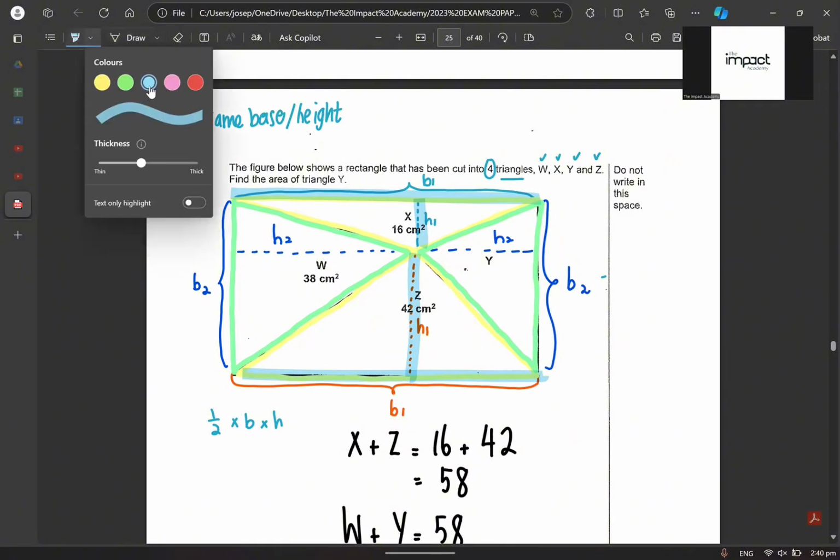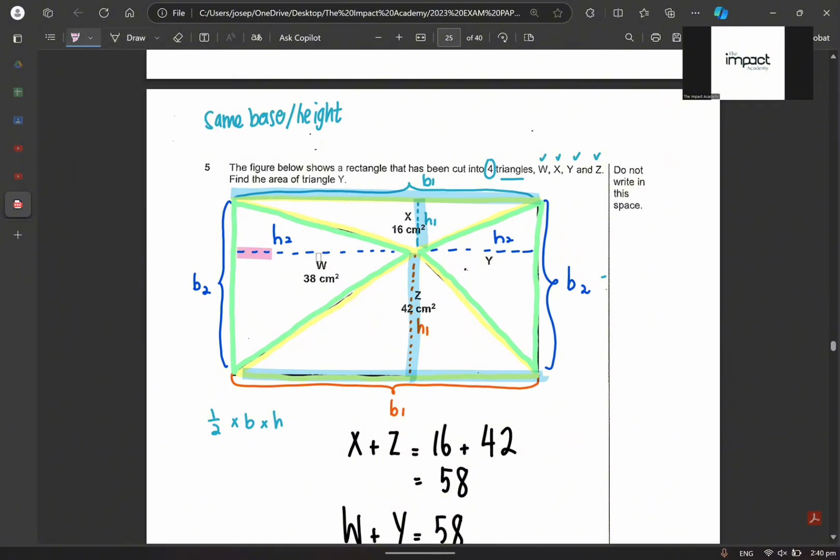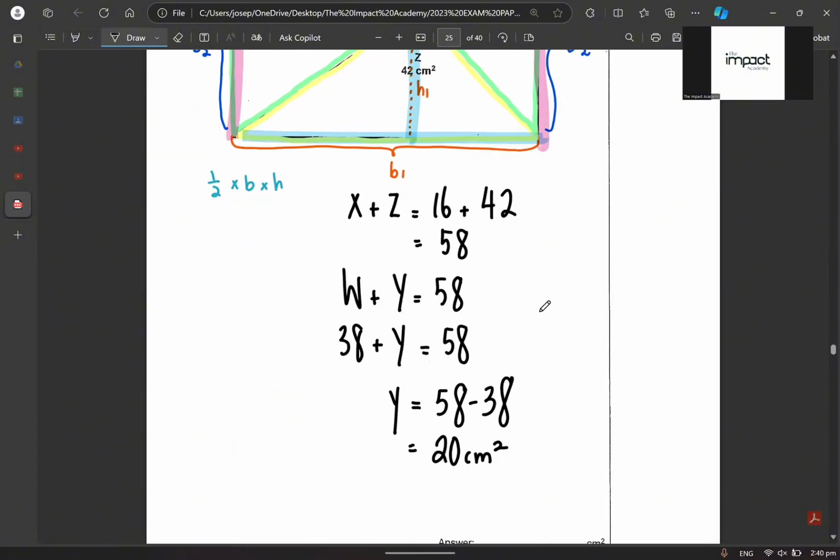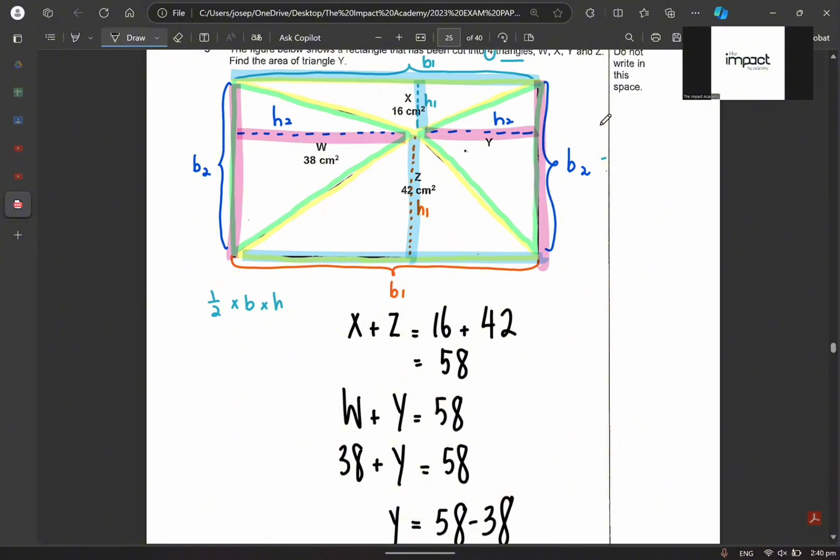Now, when I do the same thing for this triangle, you can see this times this. Of course, there's a half, that's for sure. And this times this is exactly the same as the blue highlighted part. So with that, this is the same base, same height concept, and that's how you would solve a question like this.